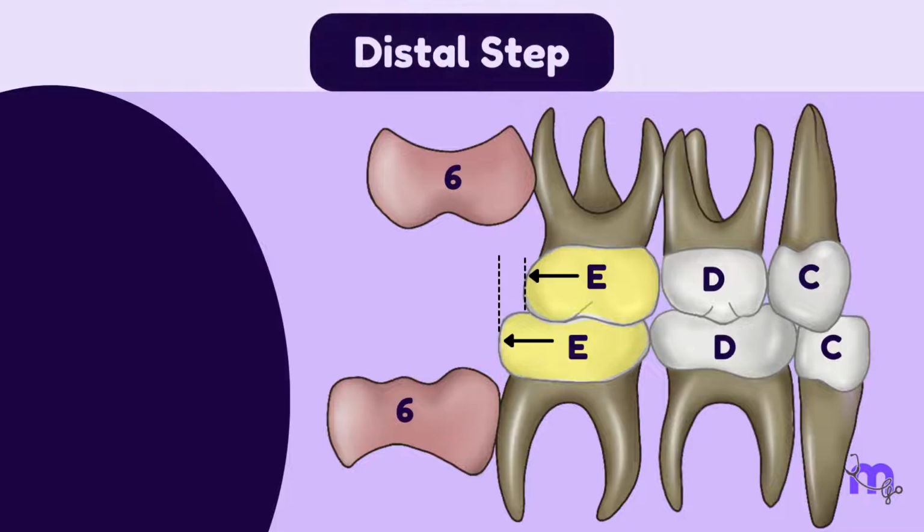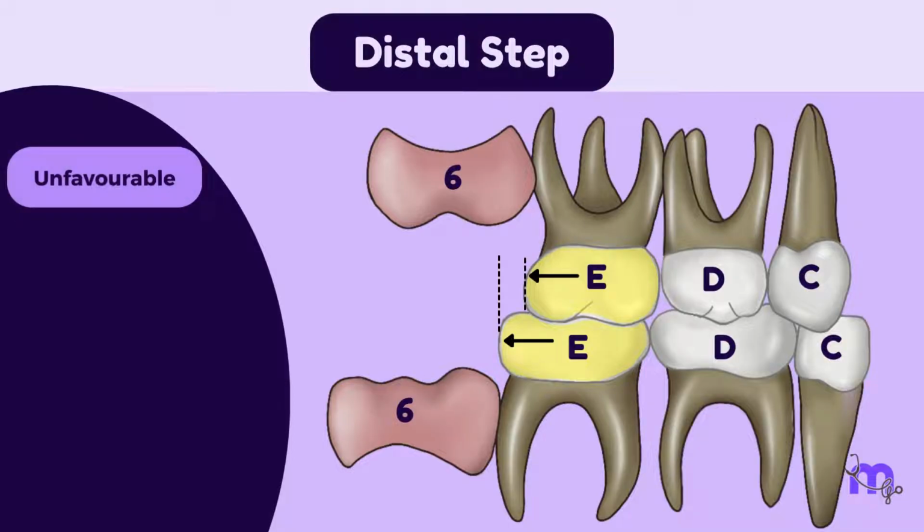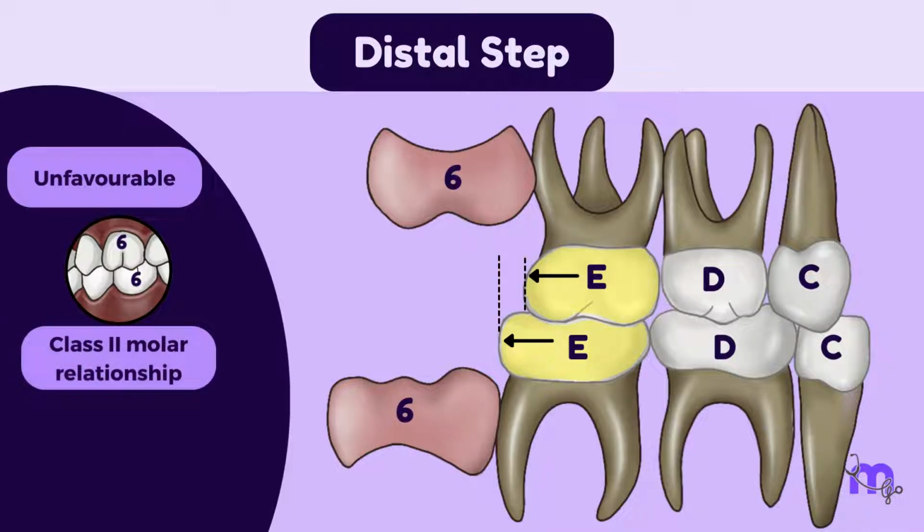Finally, the distal step is an unfavorable relationship, as it guides permanent molars to a class 2 malocclusion. In this plane, the distal surface of the deciduous second mandibular molar is more distal to that of the deciduous second maxillary molar. Luckily, this terminal plane is seen in only 10% of cases.